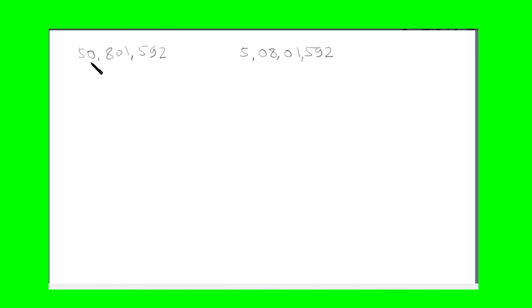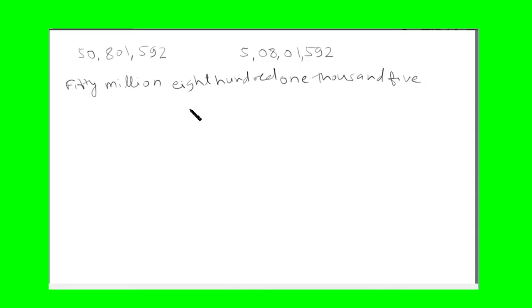We are writing this as 50 million 800,1,500,92. In the Indian system it is 5 crore 8 lakhs 1,592.